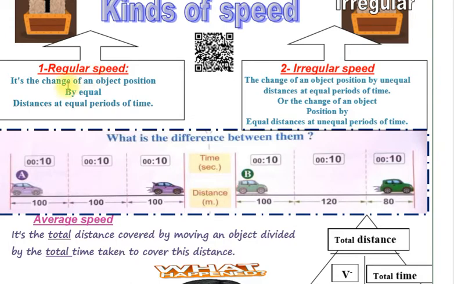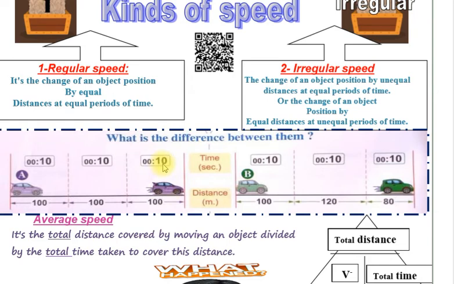So when an object changes its position, we can say that the object moves. But when this object moves at regular speed, it moves an equal distance in equal periods of time. For example, we have this car. This car moves 100 meters in 10 seconds. Then it moves another 100 meters in another 10 seconds, and goes on for 100 meters in 10 seconds.